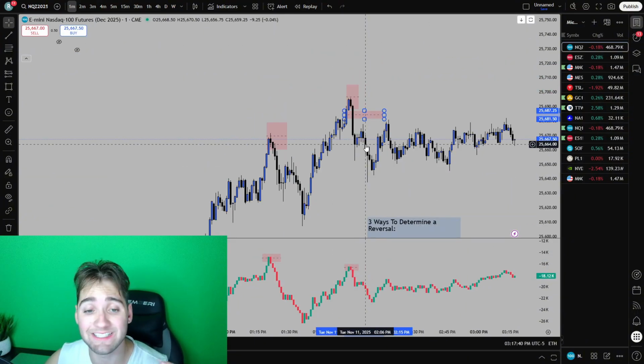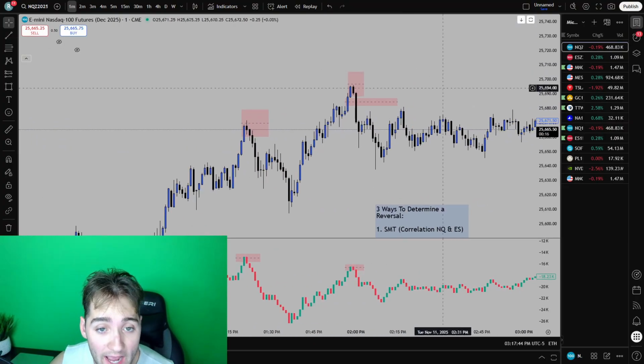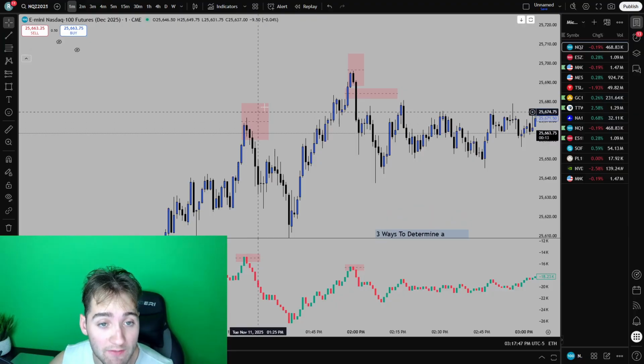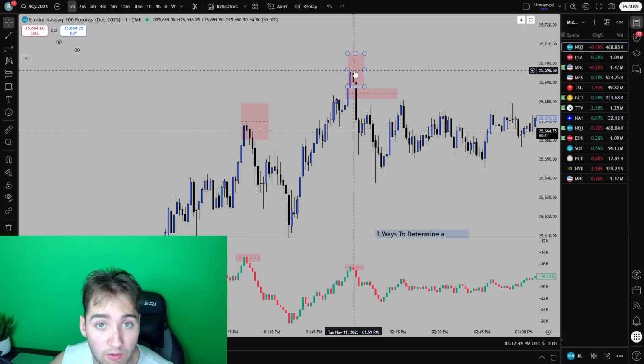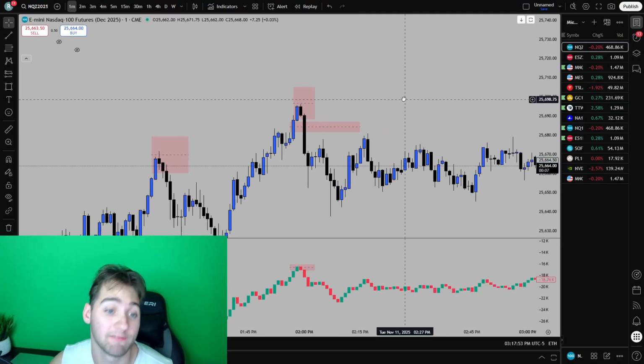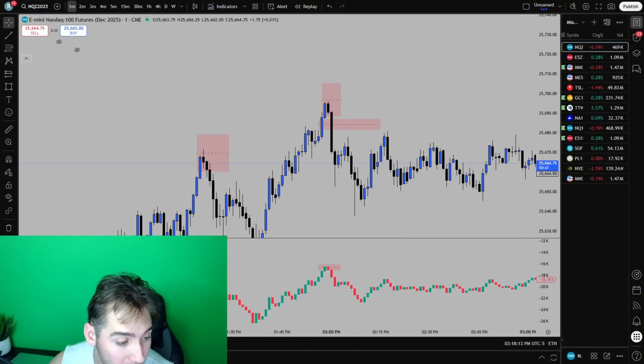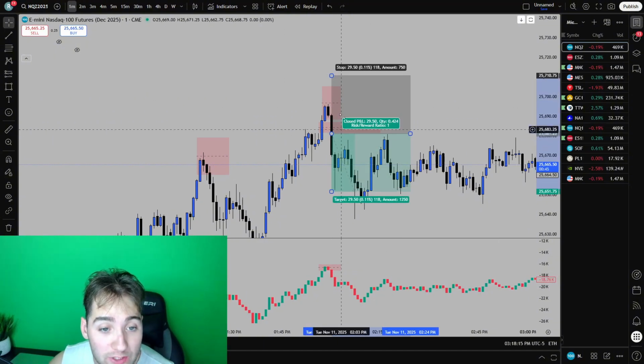So guys, when you see we have a correlation between the CVD and the NASDAQ, we have divergence, right? So we have this low to a higher low, or higher high, I mean, and then we have a high to a lower high. Right here, we have a divergence. We see an inversion fair value gap. Boom, that would be my entry. Boom, what do we target?